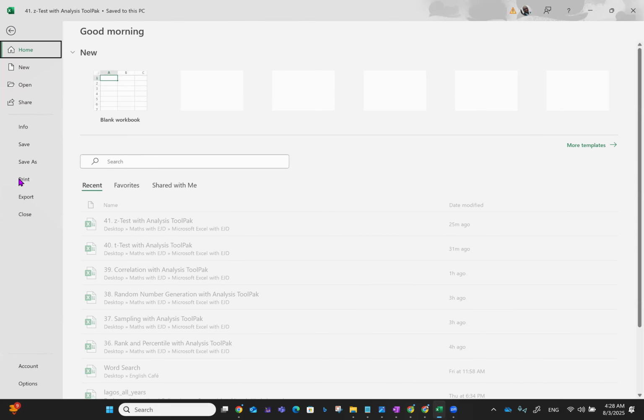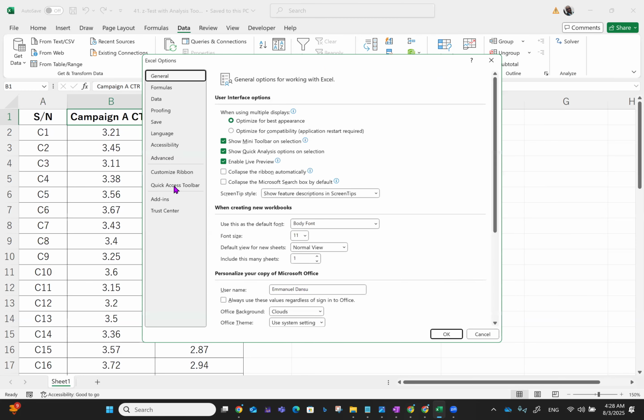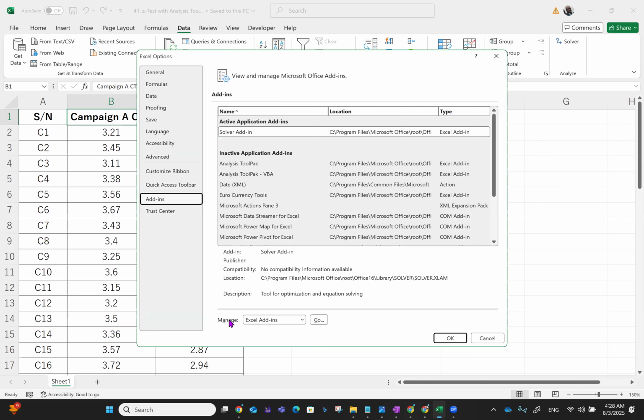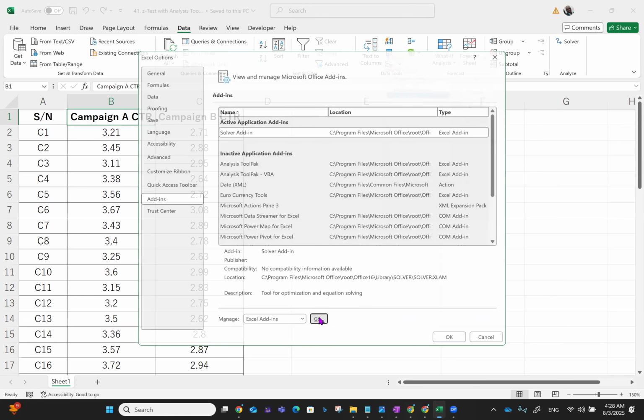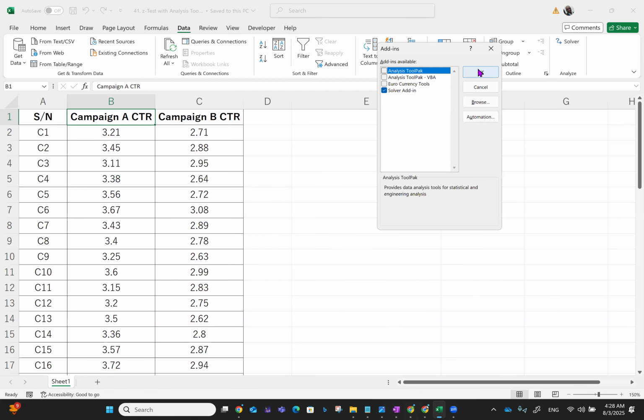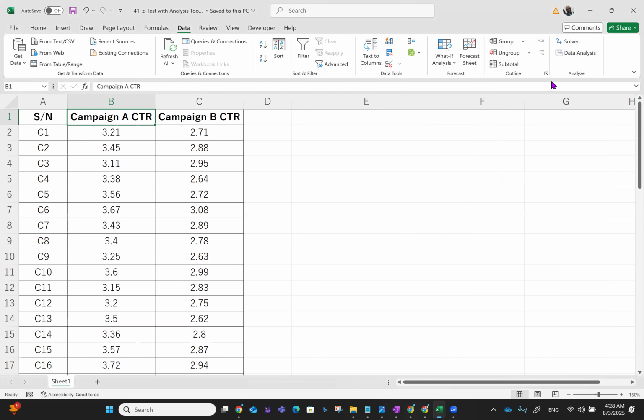So you go back to File, come to Options, click on Add-ins, then come to Manage Excel Add-ins and click Go, and then Analysis ToolPak. Check that and click OK. Now it's back here. So with this now, you can carry out your analysis.